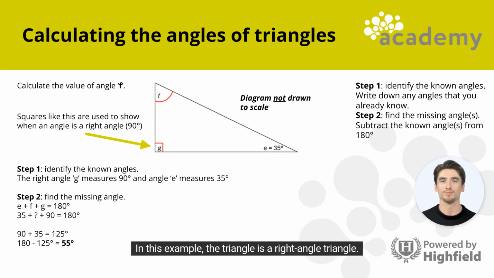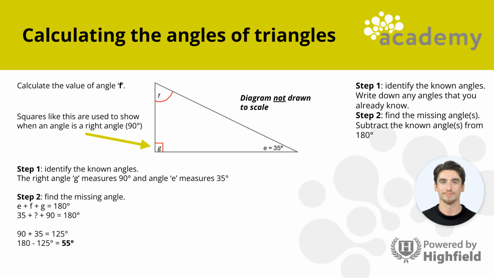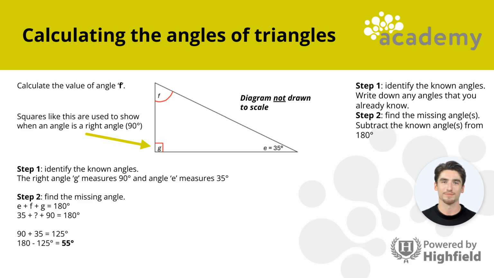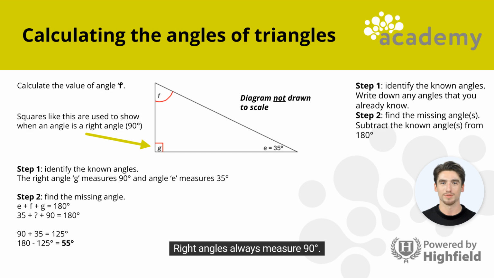In this example, the triangle is a right-angled triangle. We know this because of the square in the bottom left corner. If you see this square showing the angle of a shape, the angle is a right angle. Right angles always measure 90 degrees.